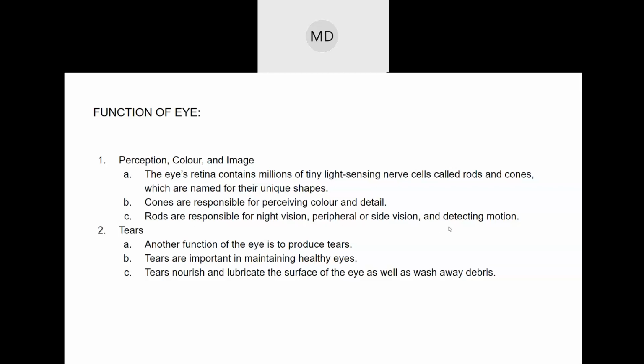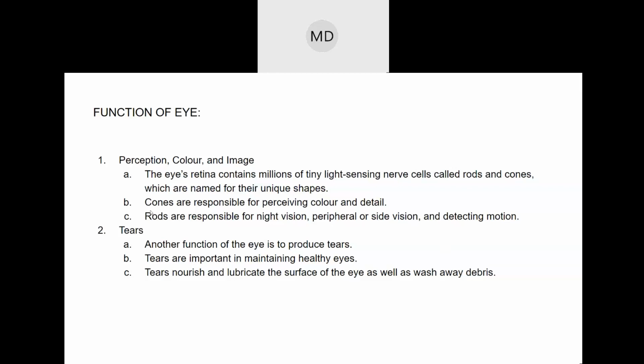Okay, then there is motion detection. So you can detect motion. How you can detect motion? So when something is moving in front of you, or you yourself are moving, it can detect motion too. Okay, so those things, this night vision, peripheral vision, and detecting motion is done by rods present in the eye's retina. Okay, then comes the cones.